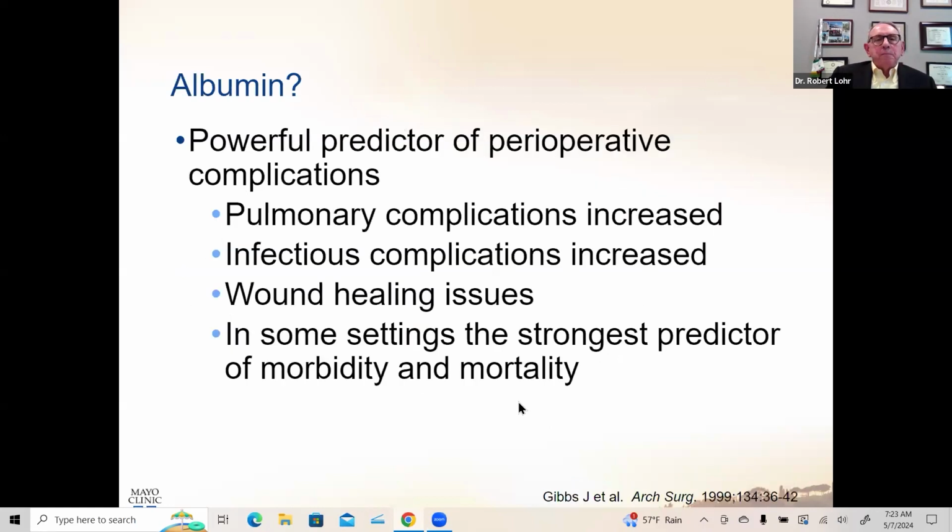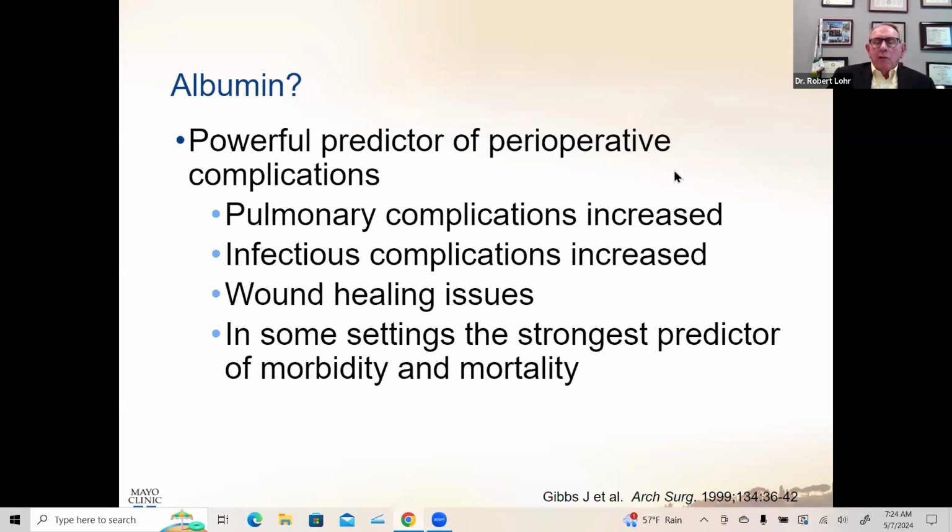chest x-rays. Now, albumin I mentioned because you may read about it. It is indeed a powerful predictor of perioperative complications, particularly pulmonary complications, infectious issues, wound healing, and it can predict morbidity and mortality both. Now, the reason that I'm mentioning this is that I have never ordered an albumin as a pre-op test. And you should be able to predict if the patient's albumin might be low just on the basis of your history and exam.